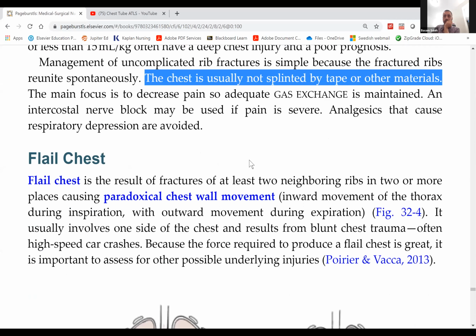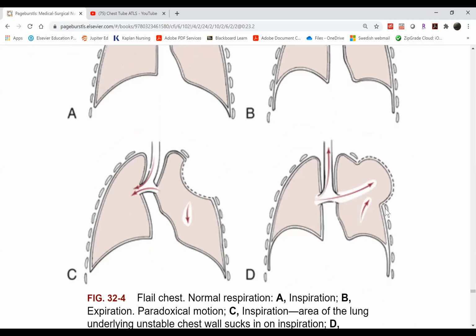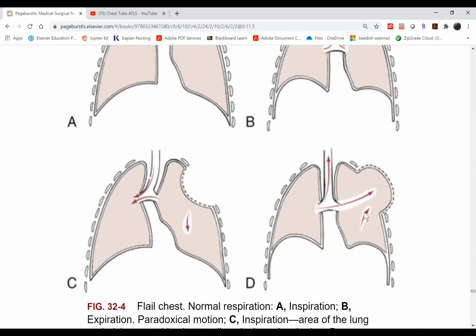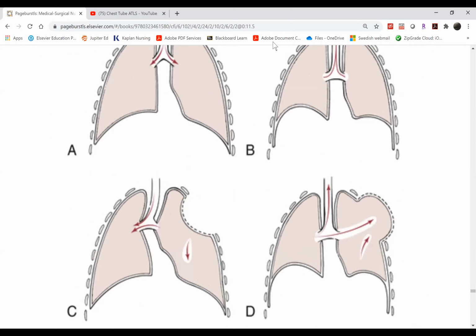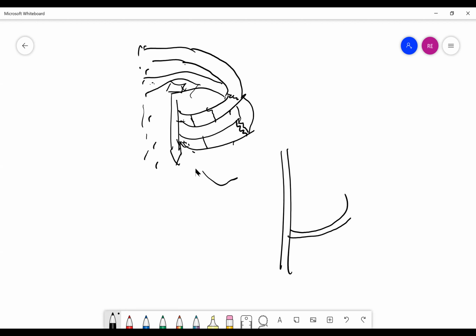A flail chest, on the other hand, is where you have not only multiple ribs involved, but also multiple segments of the same rib. It's not very well illustrated here, but in flail chest, we have the same fractured rib. So let's say that's the sternum, and then this one is the spine. Okay.